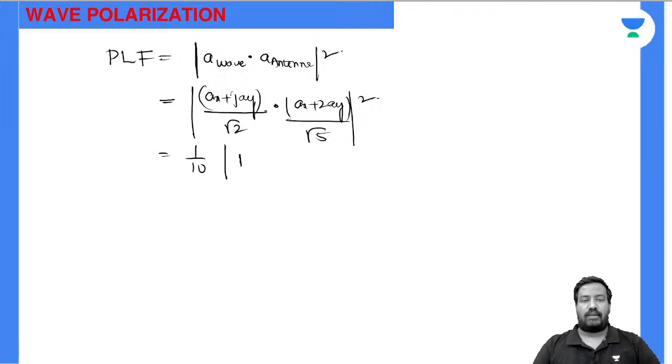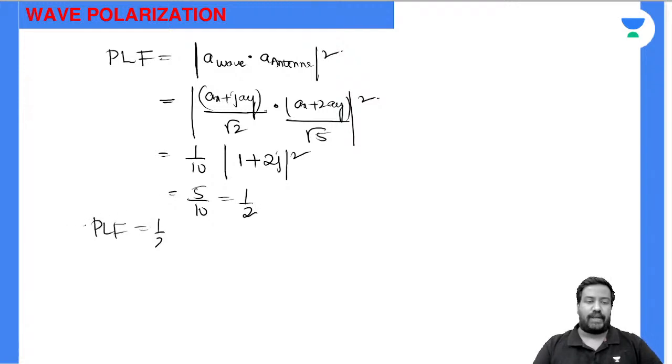ax dot ax is 1, ax dot ay is 0, ay dot ax is 0, plus 2j whole square, that is 1 plus j2 whole square, magnitude root 5 whole square, 5 by 10, 1 by 2. Polarization loss factor is 1 by 2.